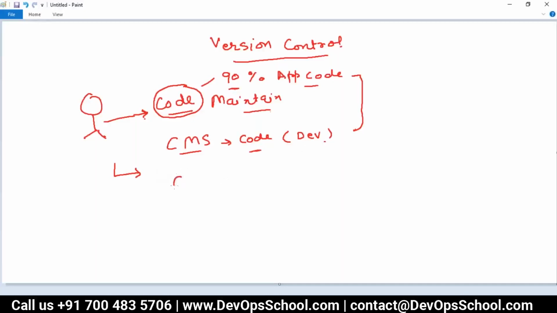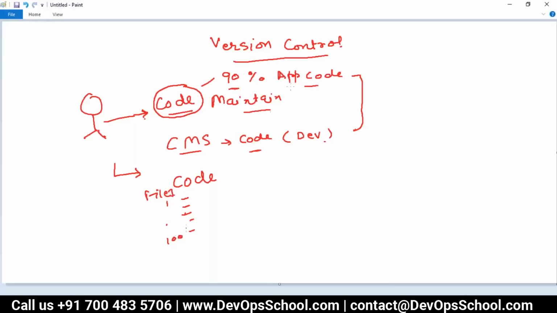So that code which the developer is writing keeps changing. For example, he is writing the code into file 1. I'm taking a very simple example. And today he has written, say, 10 lines of code or 100 lines of code.